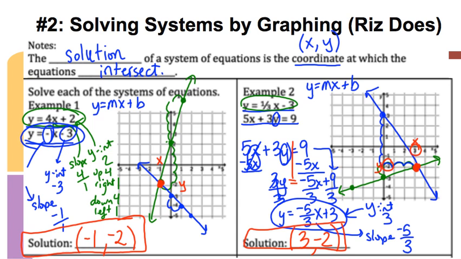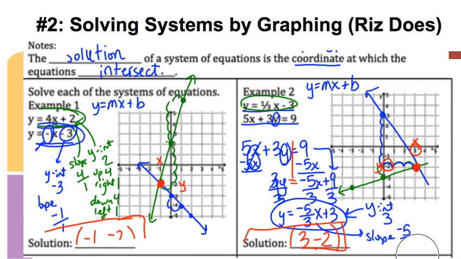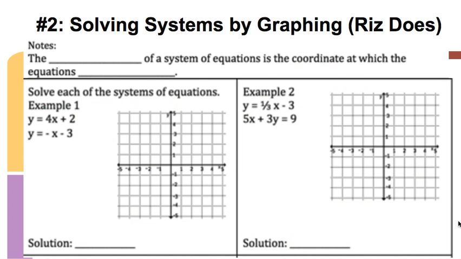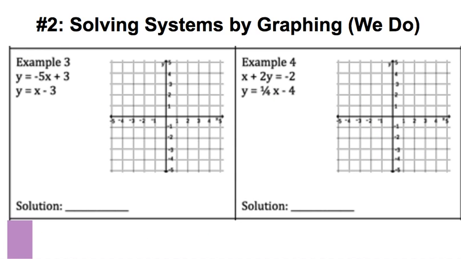Okay, I'm going to do examples 3 and 4. This would be a good place to pause and try it on your own and check your work. So here's example 3. First, I check if they're in y equals mx plus b form.